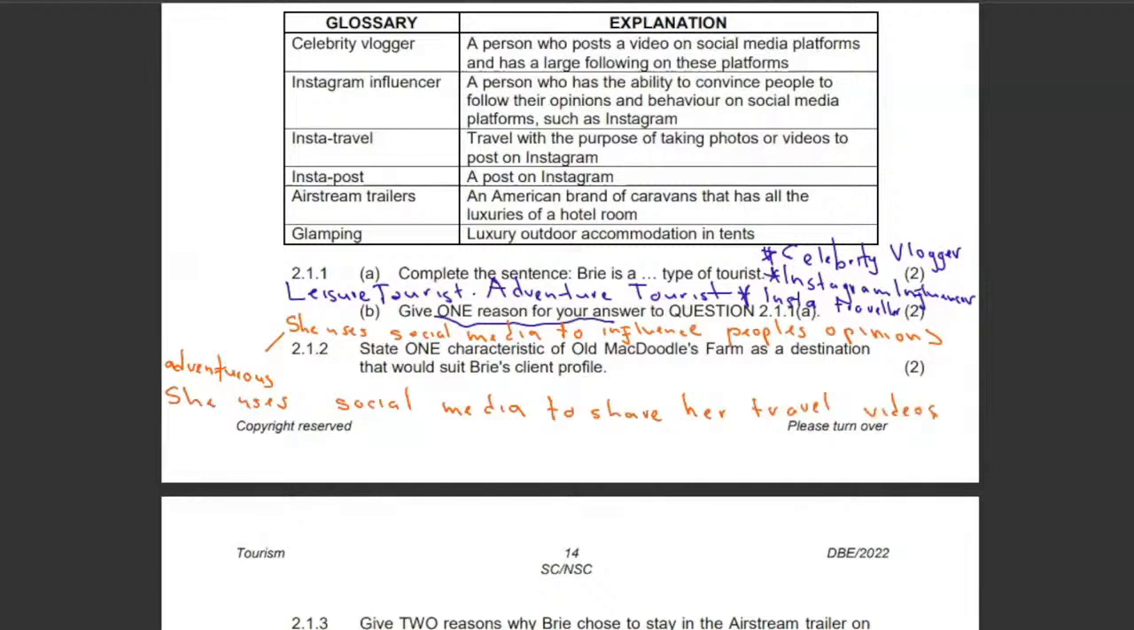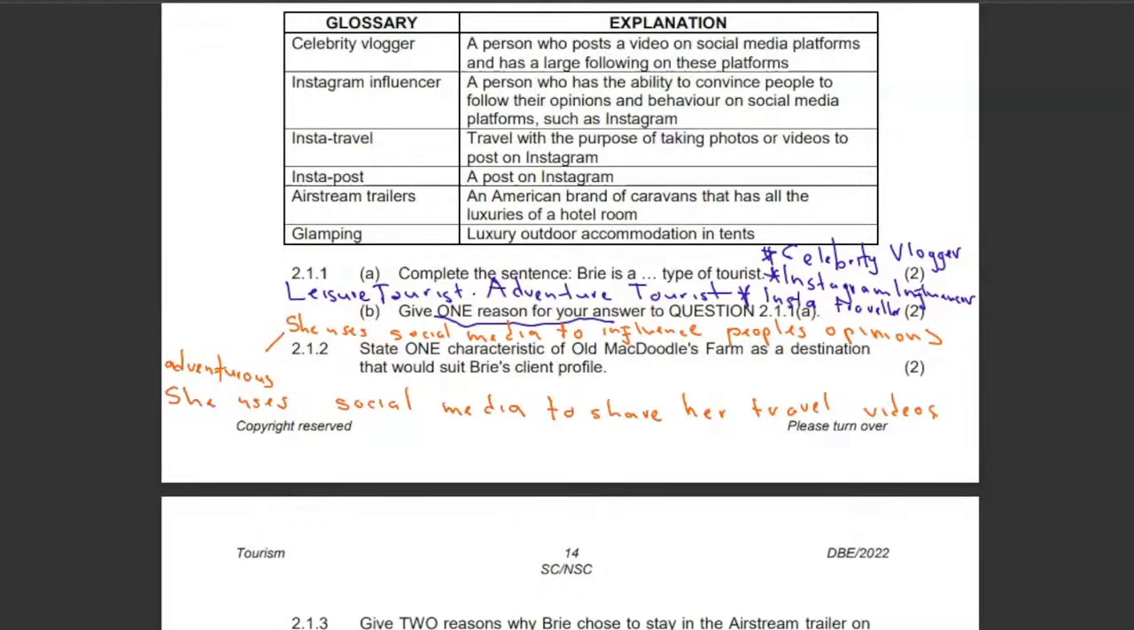Then in addition to that, you can add any other responses. But remember, our question only requires us to provide one reason, so we won't spend too much time on it. Now let's go to the next question, 2.1.2.